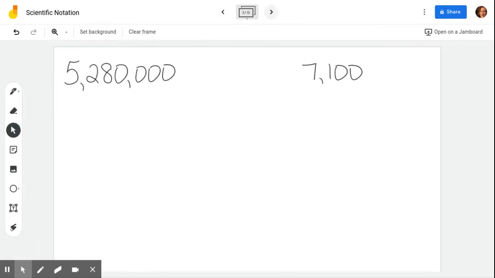So let's try one. Our first number here is 5,280,000. So step 1, I'm going to write those non-zero digits. So I'm going to write 5, 2, 8. The zeros there at the end are not trapped in between any other numbers, so they do not get included right now. Step number 2, I put a decimal point after the first number. Step number 3, I write times 10.